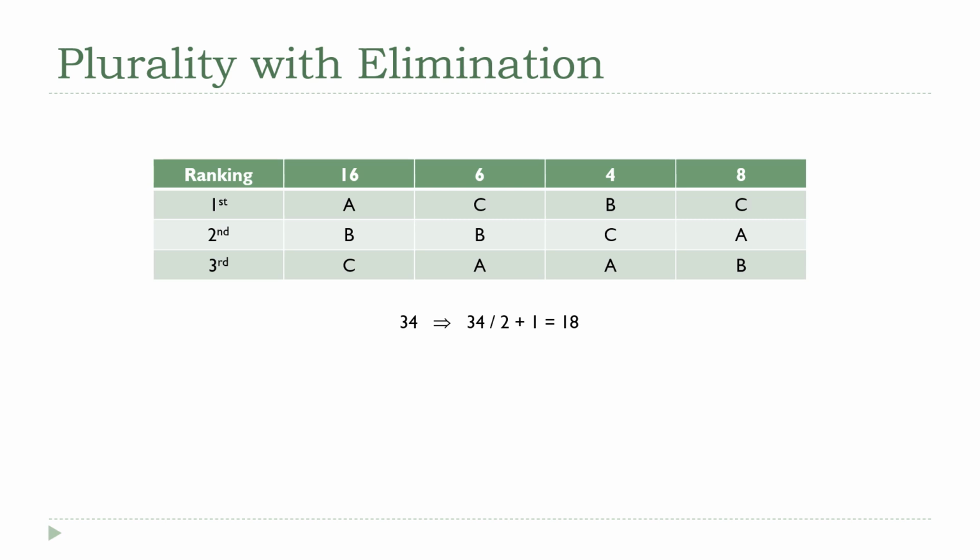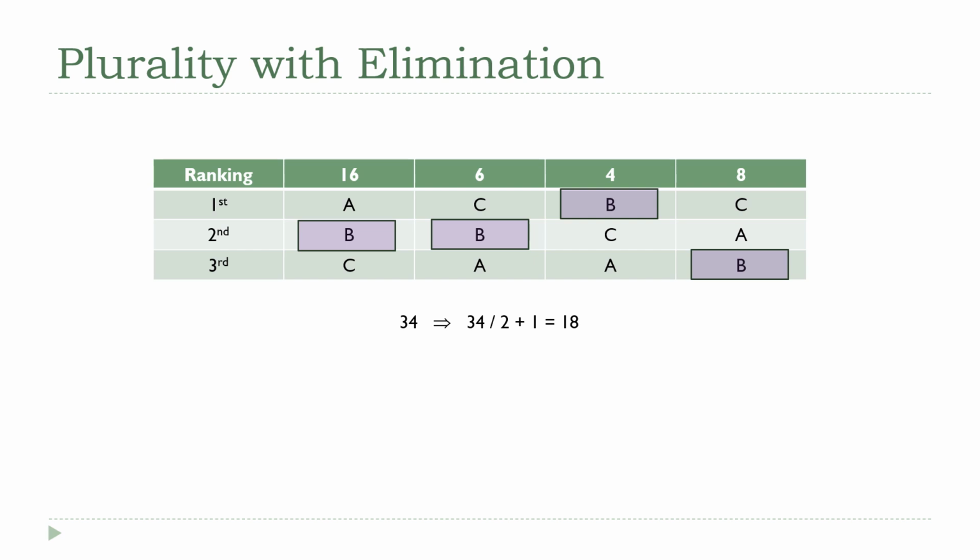Nobody has that many. So what we do next is we just look at the first place row. Candidate B has the lowest number of first place votes. So that's the candidate that I'm going to eliminate from contention. I'm going to go through the table, pick out all of candidate B's entries, and remove them. Now, if you're doing this on a quiz or a test, you can do this right here in the table. Cross out the B in column 1, put a C in that one. Cross out the B in column 2, put an A in that one, and so on.